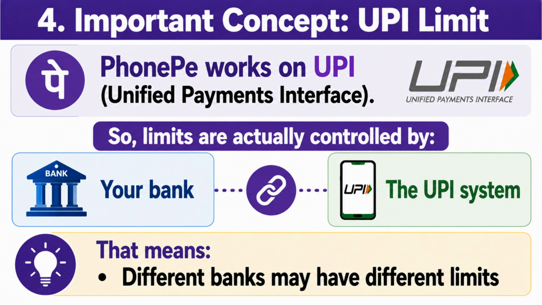Now we will see what is UPI limit. PhonePe works on UPI. UPI stands for Unified Payments Interface. So limits are actually controlled by your bank and the UPI system. That means different banks may have different limits.